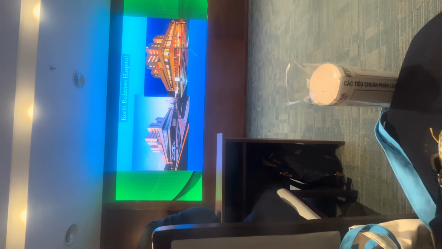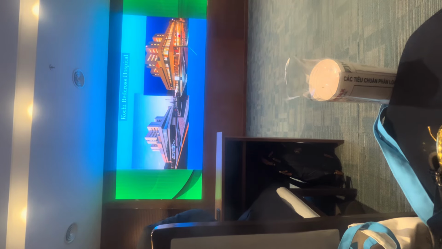This is my hospital, Kochi Red Cross Hospital. This is in the center of my hometown, and this hospital is an emergency hospital. This is why I have to see a lot of patients.